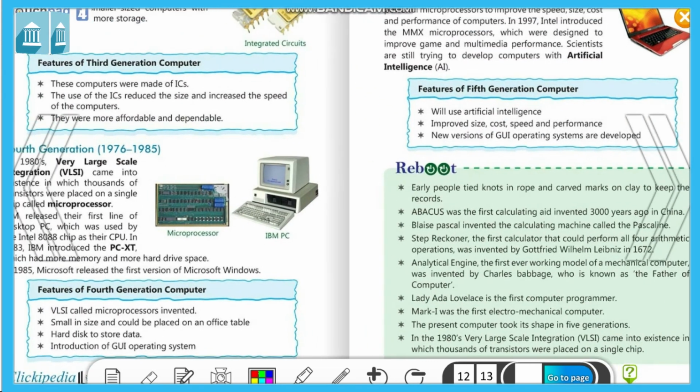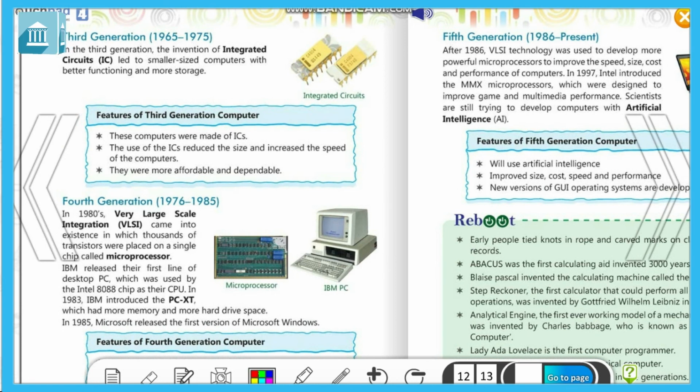Now we have also learned about the third generation. In the third generation, the invention of integrated circuit. The full form of IC is integrated circuit. The feature of third generation computers is that these computers were made up of ICs. With the use of ICs, the computers reduced in size and increased in speed. They were more affordable and dependable. As they started using ICs, the computer's size became smaller and they became affordable. Affordable means the price became lower.